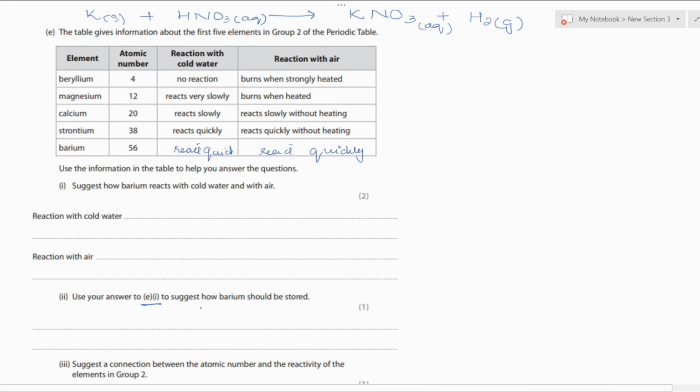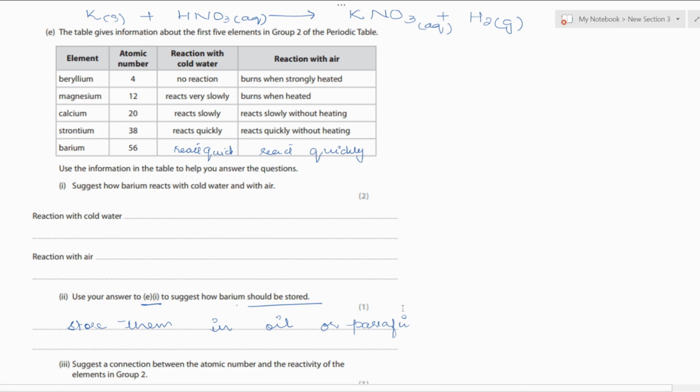Use your answer to E1 to suggest how barium should be stored. Like if it's a very reactive metal, how should we store it? This we haven't done. So how do we store the group 1 elements and group 2 elements, because there is lots of water vapors in the air. So if we kept them in the air, they are going to react really fast, right? So we need to keep them in some oil or in some paraffin material. Store them in oil. You might see in your labs that the sodium, potassium, we need it for certain tests. So they are stored in a jar which has paraffin. Paraffin is also a type of oil.